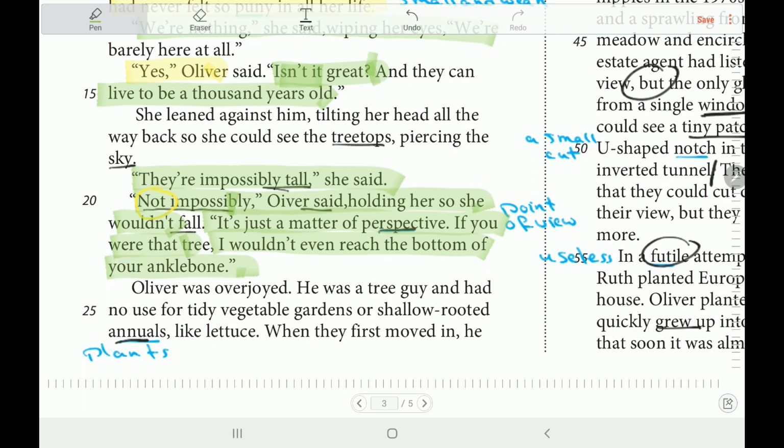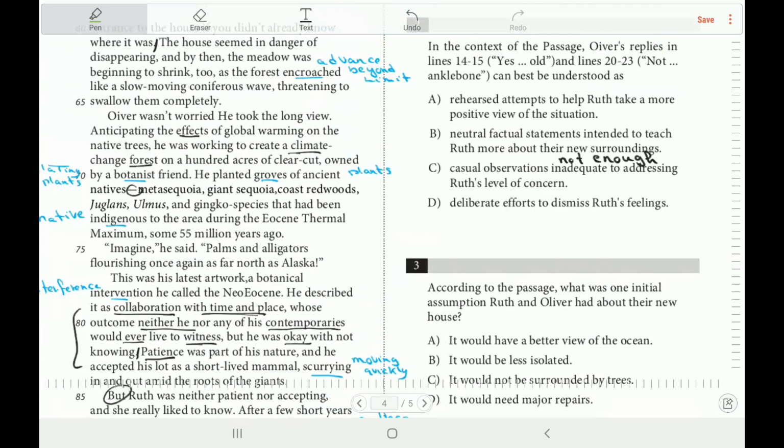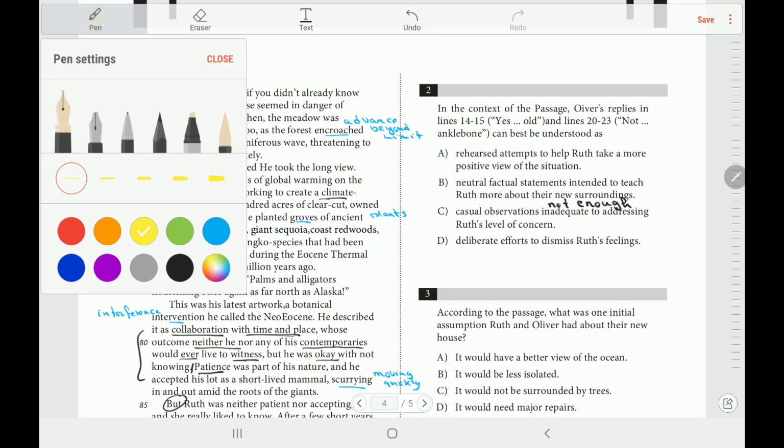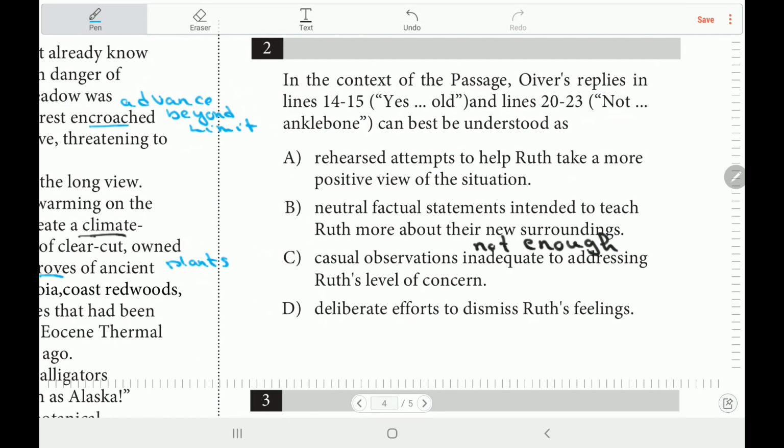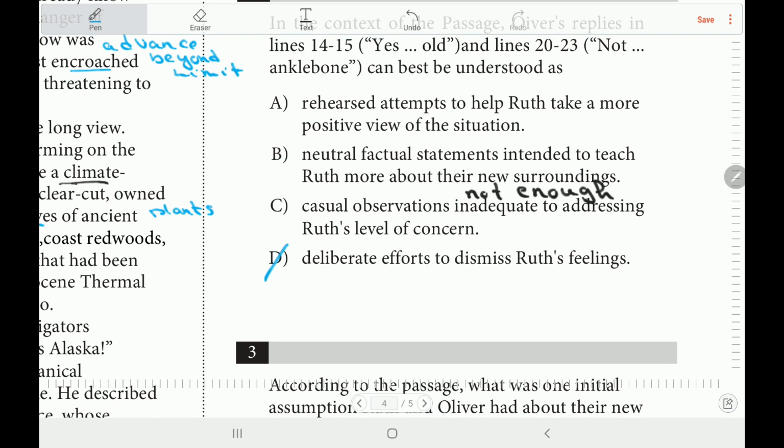So what is he trying here? He's trying to dismiss her feelings. She feels that she's so small in comparison to that tree. He's telling her, no, don't feel that way. That's normal. It's a matter of perspective. So the answer is here, it's a tricky question. Yeah, it's tricky. So, the answer is D. It's deliberate effort to dismiss Ruth's feelings.